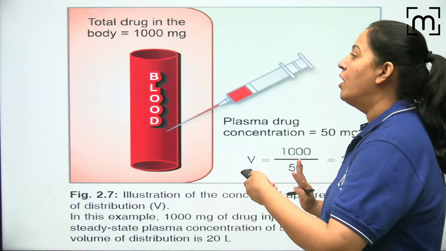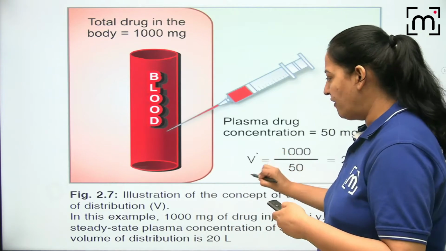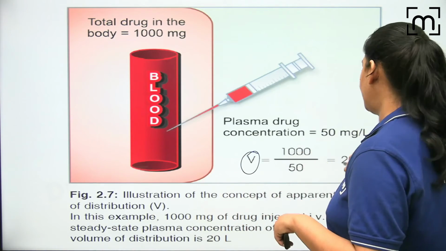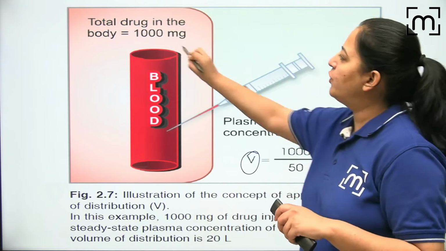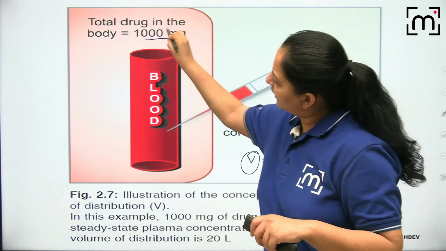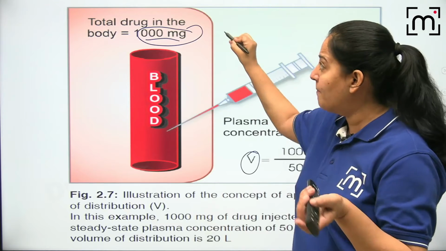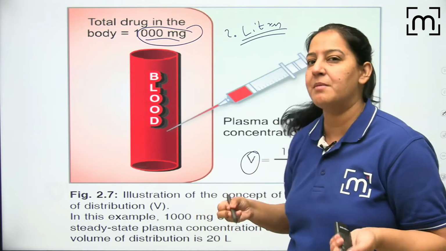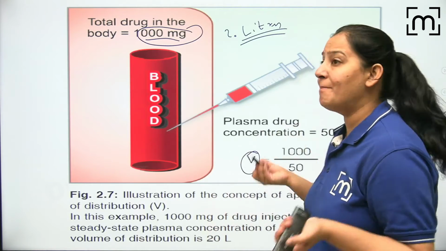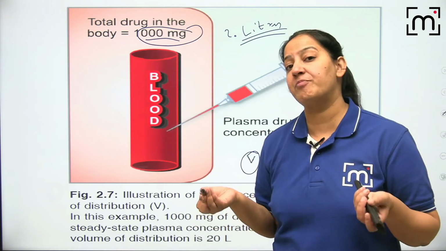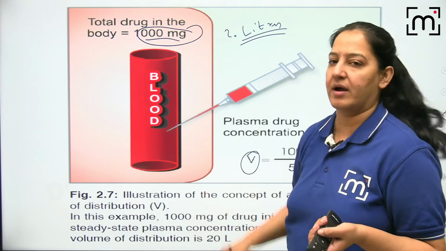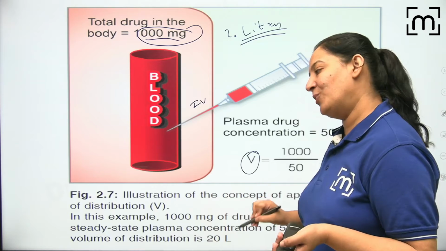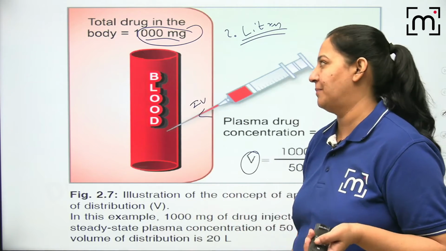So see the definition now. You are calculating the volume of the plasma which is required to accommodate all the drug. You are injecting 1000 milligram now. To accommodate all the 1000 milligram of drug, how many liters of the plasma is required? How many liters of the plasma or the blood? One and the same thing. So how many liters of plasma or blood is required to accommodate the drug which you are giving IV? IV देना compulsory है, right? Then only you can assure कि all the drug is going directly in the blood.